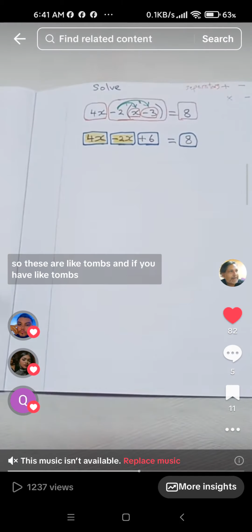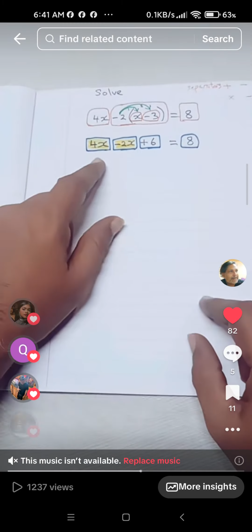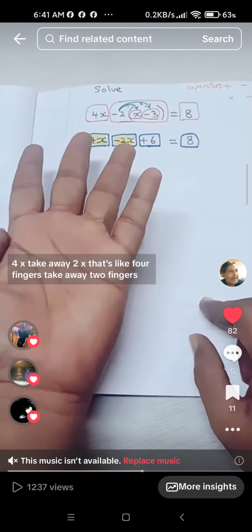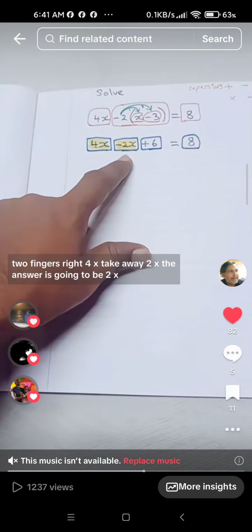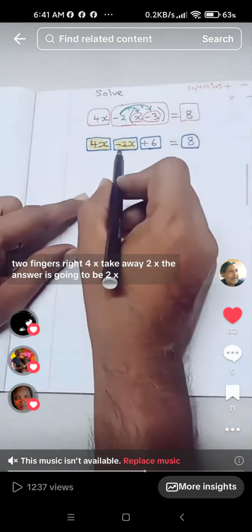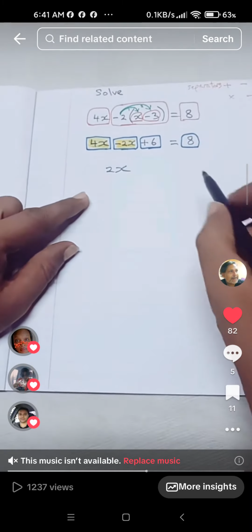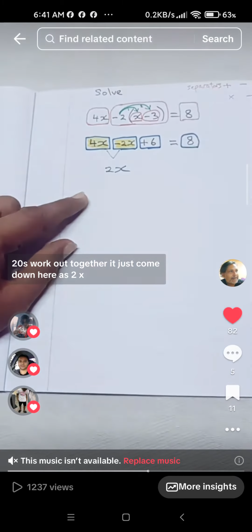And if you have like terms, you can merge them together and turn them into one term just by working it out. 4x take away 2x. That's like 4 fingers take away 2 fingers, which leaves 2 fingers. 4x take away 2x, the answer is going to be 2x. So when this is worked out together, it just comes down here as 2x.